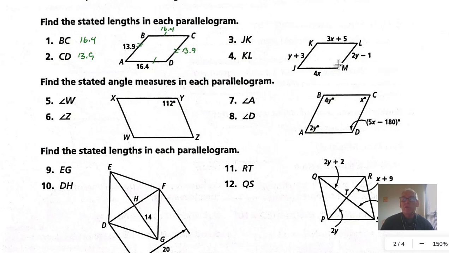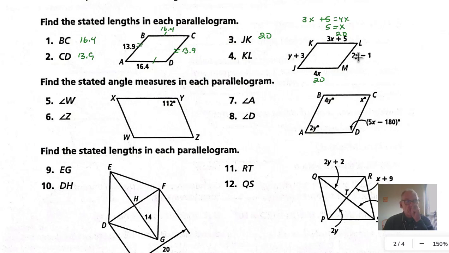For number 3 and 4, opposite sides are congruent. If we set 3x plus 5 equal to 4x and solve for x, we can get those sides congruent. Take 3x away from both sides, x is going to be 5. So if x is 5, then JM is 4 times 5, which is 20, and KL is 15 plus 5, which is 20. So JK is 20. And then we need to find out what KL is.